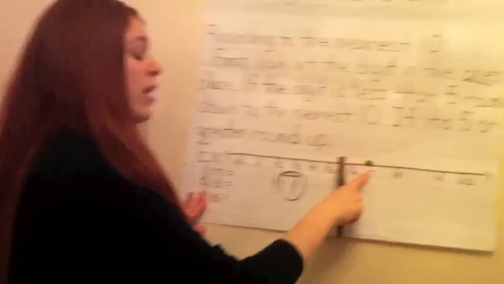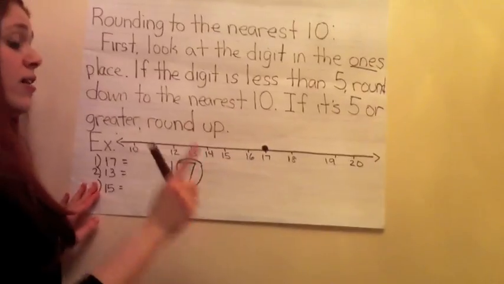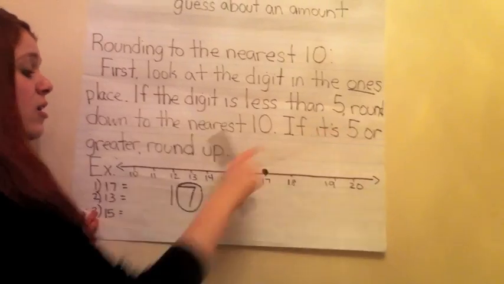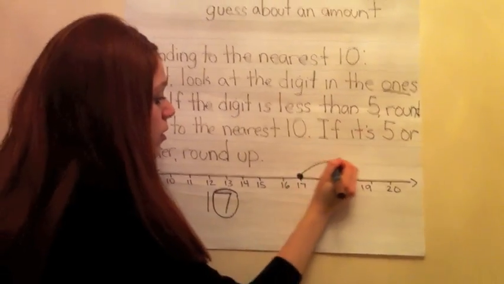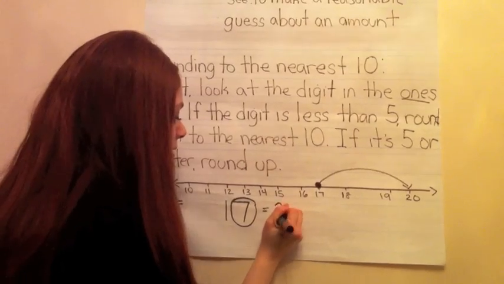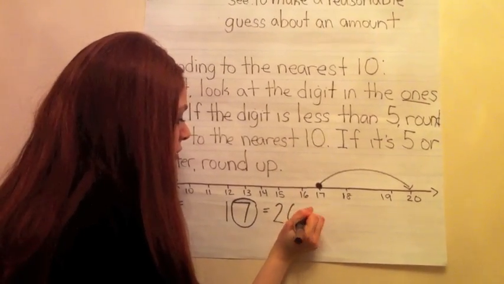Now either we could round down to 10 or we could round up to 20. Now because, as we said before, 7 is greater than the number 5, we are going to round up to 20. That means the answer is 20.